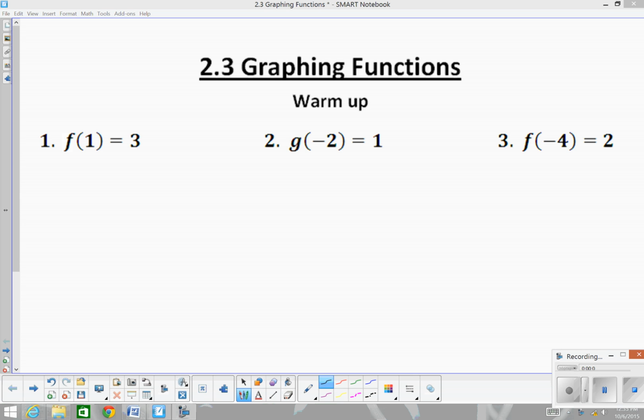All right, welcome back. Today we're going to be talking about 2.3 graphing functions. So the past couple of sections, we dealt with what a function is, how to define a function, and function notation. Now we're going to use the function notation and graph. We're going to graph the same way. It's just going to look a little bit different when we get to those ordered pairs.